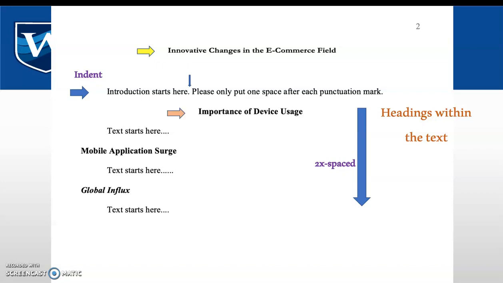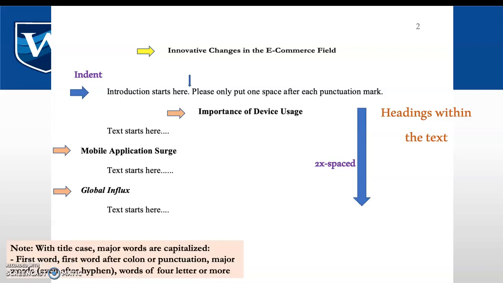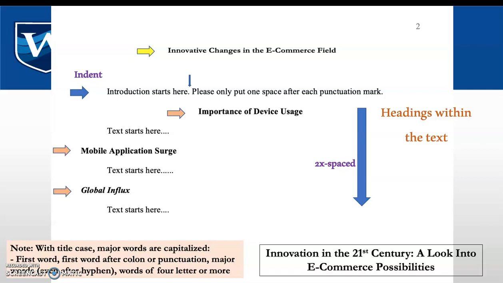Common headings that you will see, this is a first level heading, centered, bolded, title case. And then the second level is justified to the left, title case, bolded. Third, justified to the left, title case, bolded, and italicized. One note with title case, essentially what this means is major words are capitalized. You have the first word after the colon or some form of punctuation. Major words, even if they're after a hyphen, and then if there are words of 4 letters or more, they would also be capitalized. Here's an example.